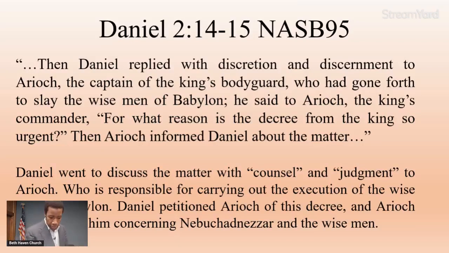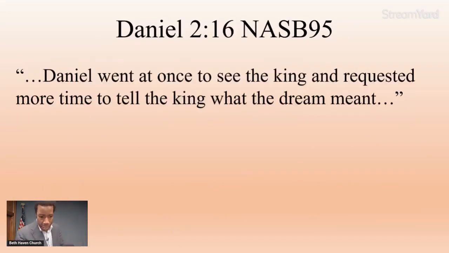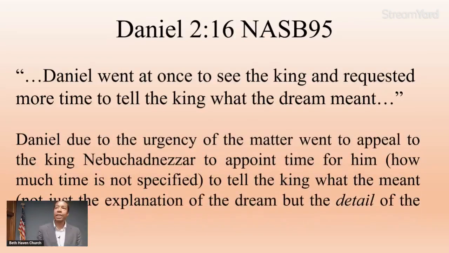In verse 16, let's continue reading here. Daniel went at once to see the king and requested more time to tell him what the dream meant. So Daniel, due to the urgency, Arioch tells him what's going on. Daniel quickly goes to the king and says, look, I'm not trying to die today. My friends ain't trying to die today. How about this? Give me more time. This is very risky because Daniel doesn't know whether or not he's going to get the answer. Okay?